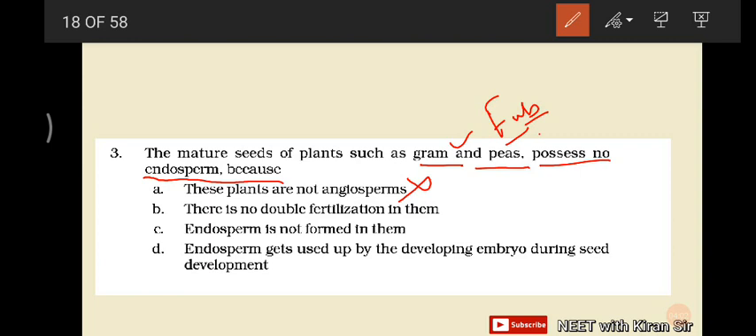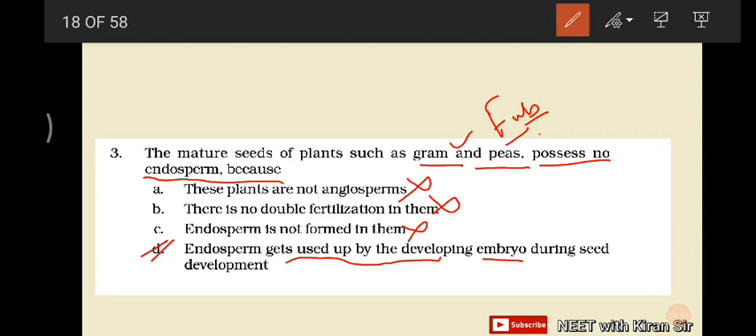Then, there is no double fertilization in them. It is also not possible. Since they are angiosperms, they have to exhibit double fertilization. Only then do we observe the formation of endosperm. Endosperm is not formed in them. It is also not correct, because if they exhibit double fertilization, endosperm, a mandatory structure, should be produced. Then what is the exact reason? That is option D: endosperm gets used up by the developing embryo during seed development.